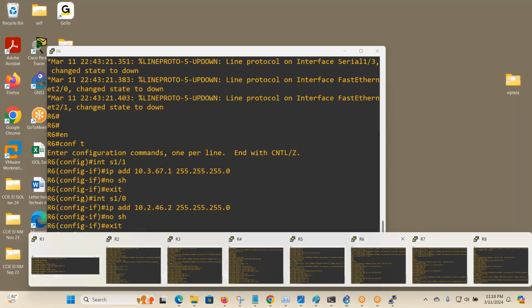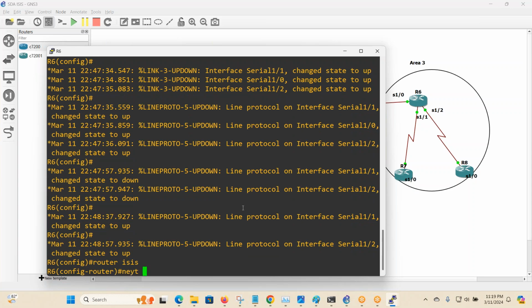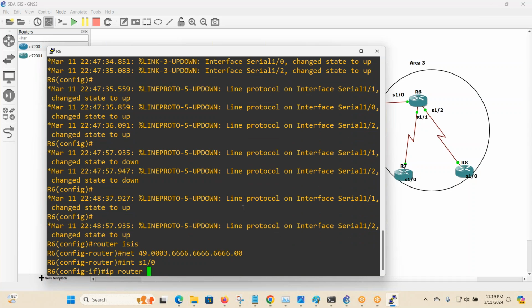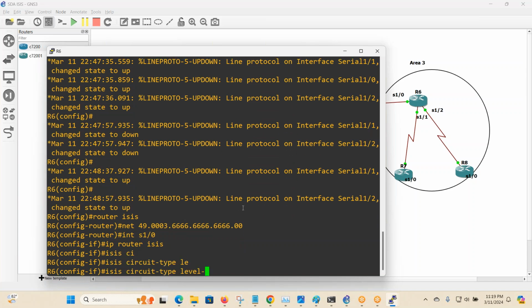So router 6, we have to use the router ISIS. We have to set the NET. So this router belongs to area 3. So 49.0.0.3.666.666.666.00. So we have to go to interface serial 1/0. So IP router ISIS, and then we'll say ISIS circuit type level 2 only.